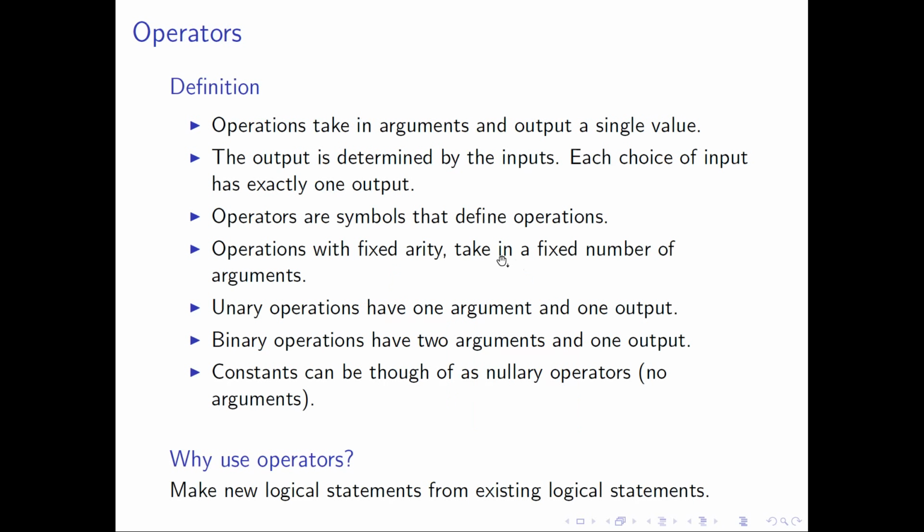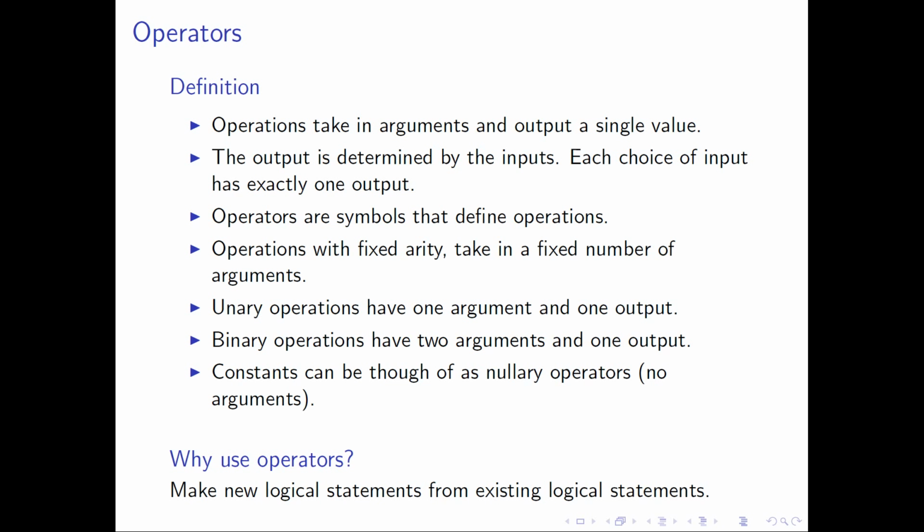Operators take in arguments and output a single variable. Okay, so operations are the semantic version of operators, and they take in the arguments. You take in some bunch of arguments and you output one variable. And which variable you output is determined exactly by what goes in. So every choice of input has exactly one output associated with it. Operators are the symbols that define these operations. And the number of inputs you have is known as the arity.